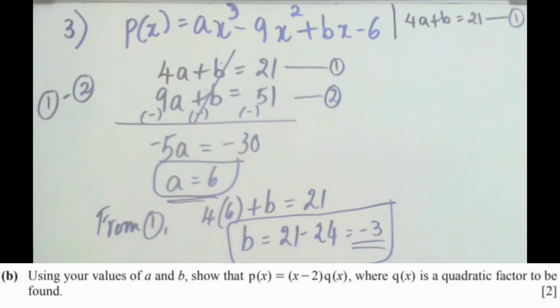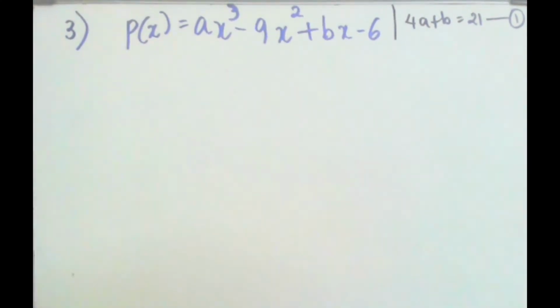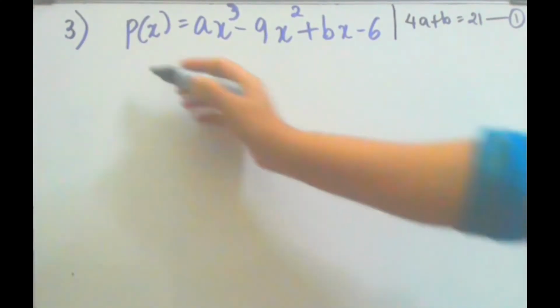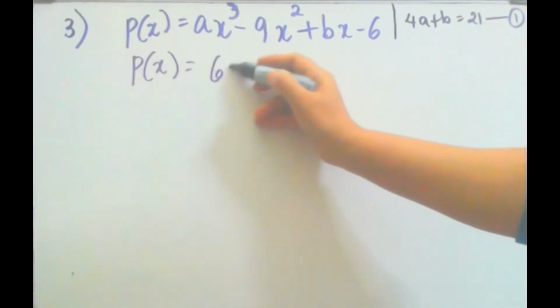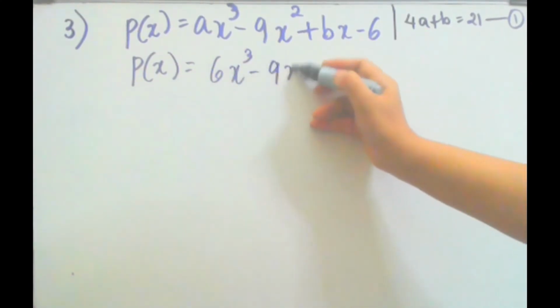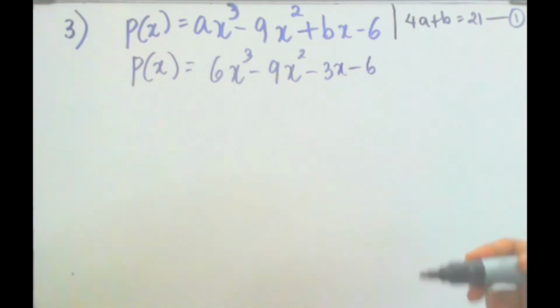Now going to part B, using your values of a and b, show that p of x equal to x minus 2 into q of x, where q of x is a quadratic factor to be found. Alright, so after knowing a and b, let us substitute them and rewrite the value of p of x. Now p of x looks like 6x cube minus 9x square minus 3x minus 6.